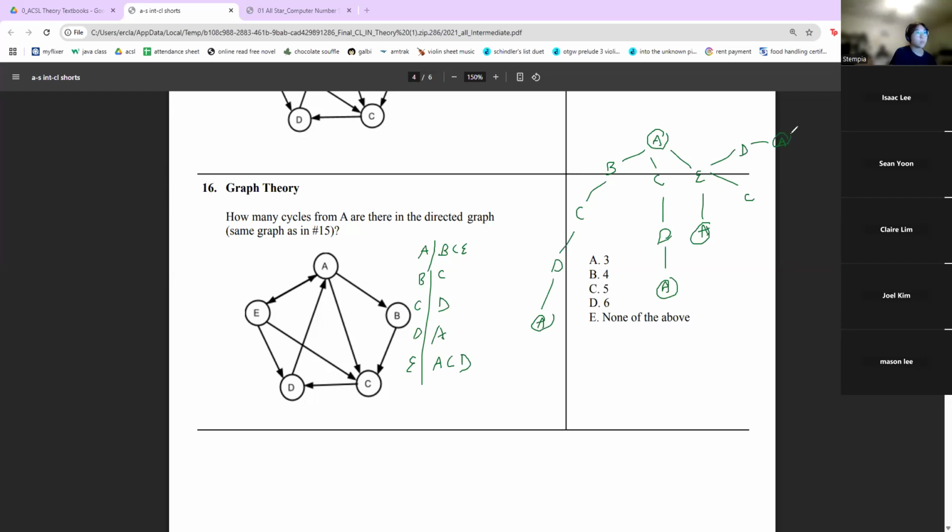So we only now have one more path to deal with. D can branch to D, and then D can also branch to A. Oh, that was nice and easy. That gives us a total of 1, 2, 3, 4, and 5 cycles to deal with. The answer is going to be C.